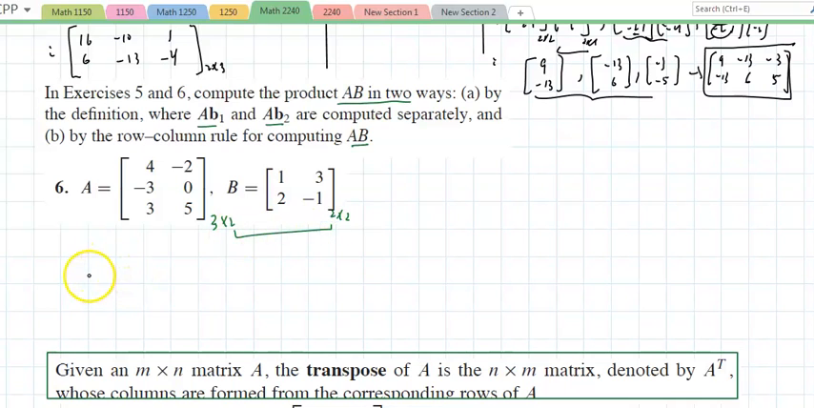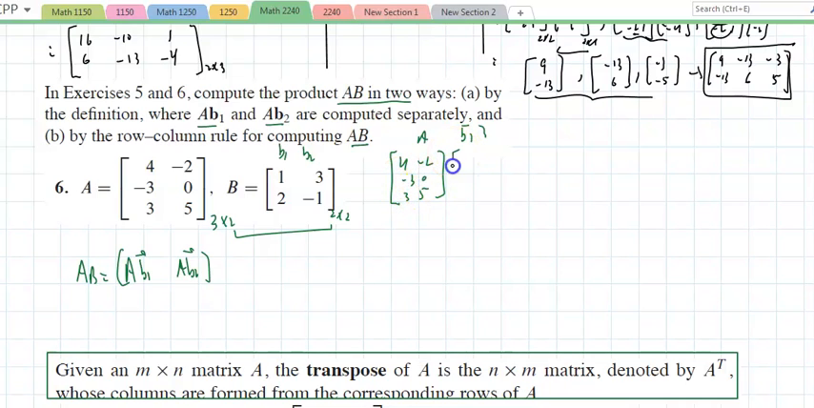So one way of doing this is for you to say, well, pull this B1, pull this B2, and AB is going to equal AB1 and AB2. And if I take AB1 on the side, I'll say, let's see, AB1 is actually 4, -2, -3, 0, 3, 5 multiplied by 1, 2. That would be a 2. That would be 4 minus 4, that's a 0. That will be -3 plus 0, which is -3, and 3 plus 10, 13. Got it. So I'm going to say this is 0, -3, 13.